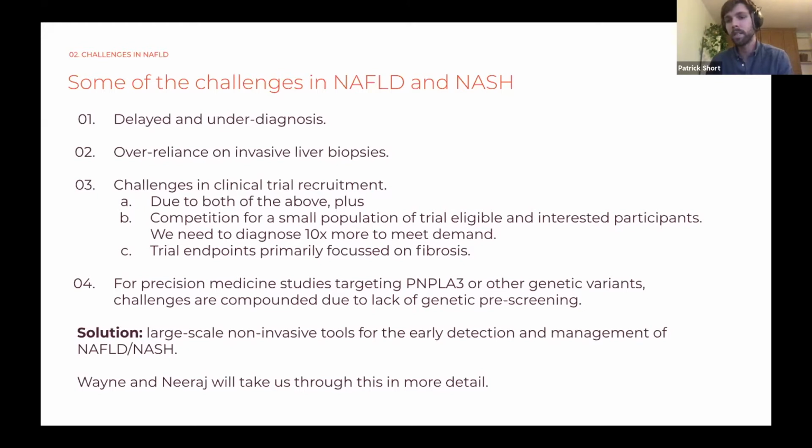And then a fourth point here is trial endpoints are often most focused on the most severe end of disease, which poses a challenge as well, because it means only a very small fraction of patients are likely to be eligible for this. And patients often go through a lot of time and screening only to find out that they're not eligible.